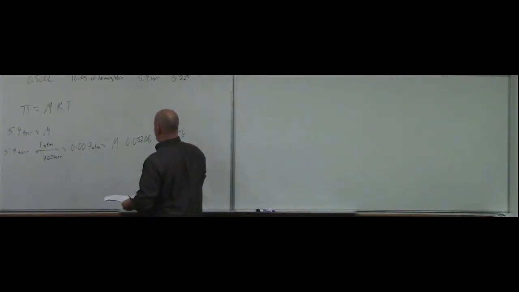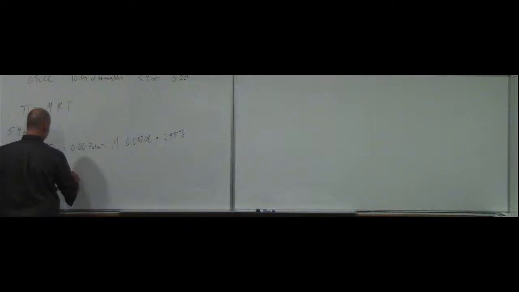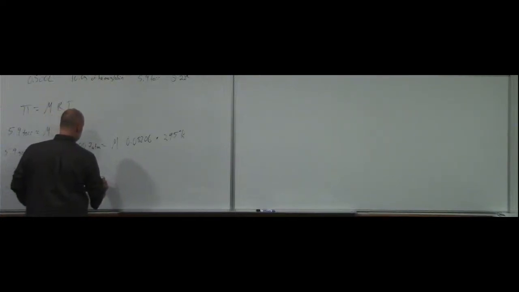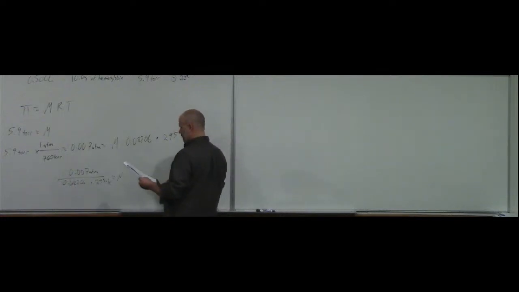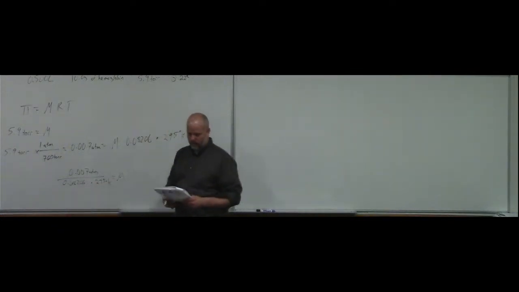So when I divide 0.007 by 0.08206, I'm going to write my next line down here so that we can see it: 0.007 atmosphere divided by 0.08206 times 295 degrees Kelvin. This is going to give me my M. So I do that math, and what do you get? I got 2.89 times 10 to the negative 4. That is different than what our book has.